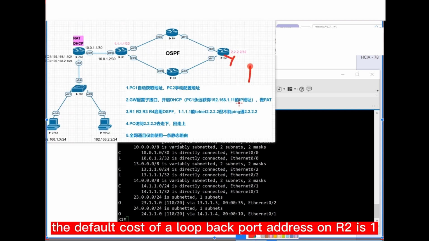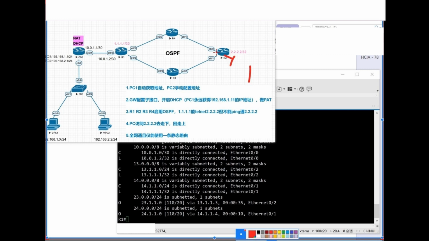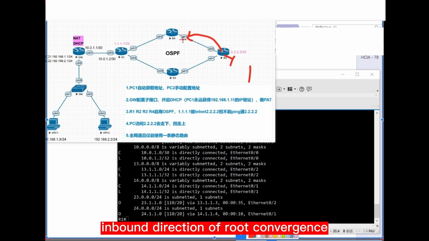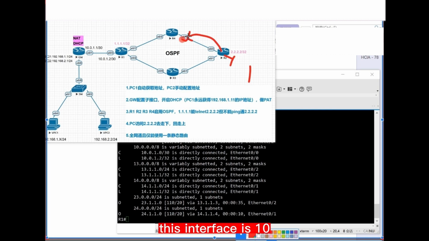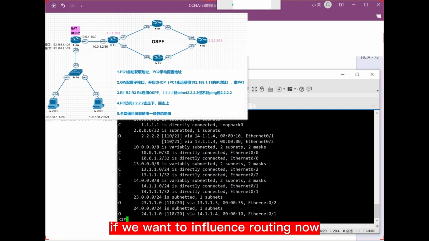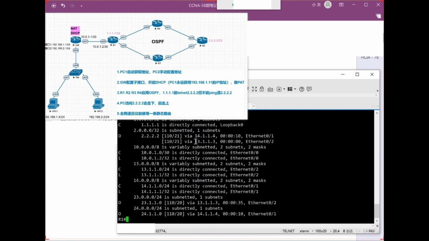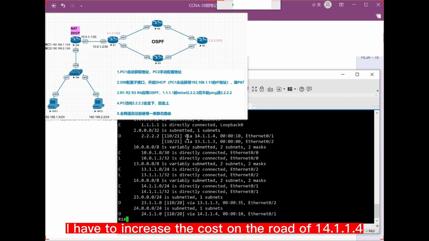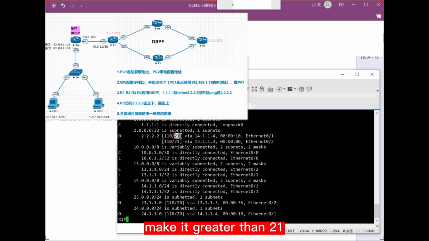The default cost of a loopback port address on R2 is 1. Like walking here, the inbound direction of route convergence. This interface is 10. This interface is 10. In Cisco, by default this is a 10M interface. Then its cost is 10. So it is 21, calculated from 1 plus 10 plus 10. If we want to influence routing now, we sure want it to go down when it goes. That is, the next hop is 13. I have to increase the cost on the road of 14.1.1.4. Make it greater than 21.